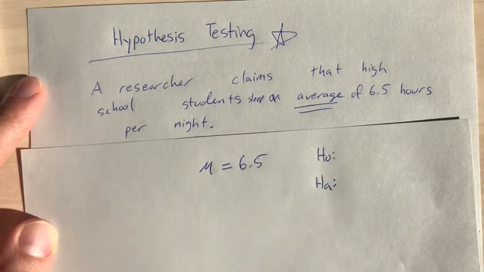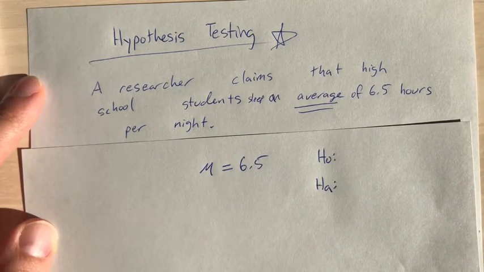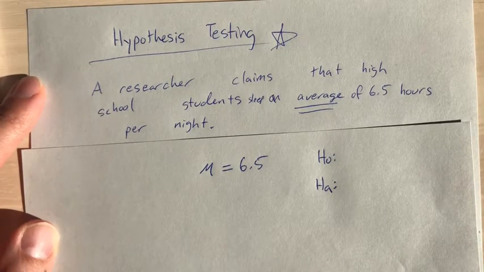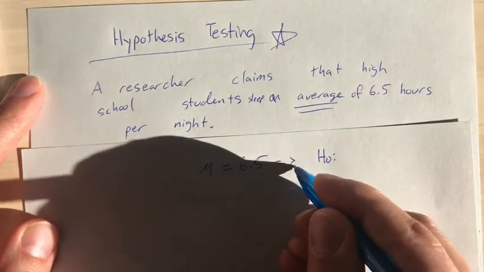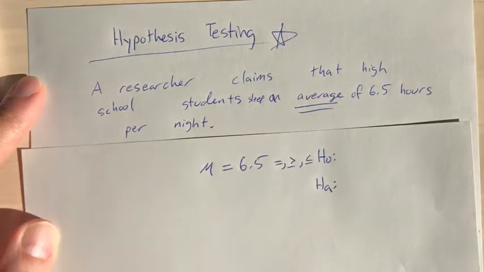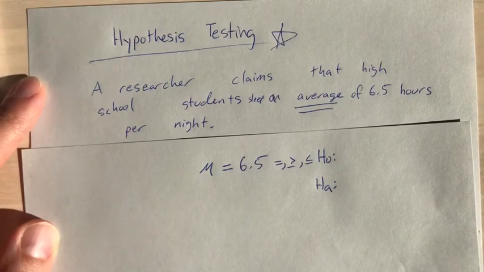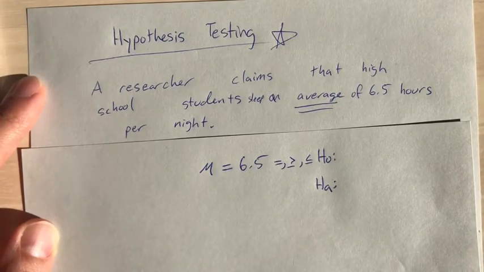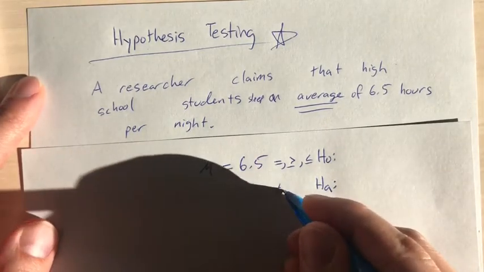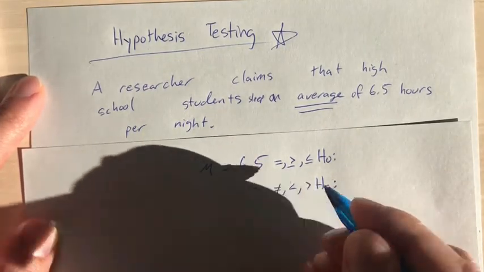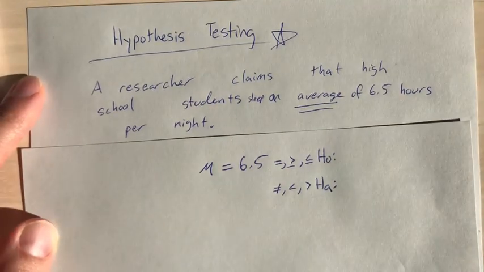The difference between these two hypotheses is basically based on symbols, or what symbols are allowed in each of these hypotheses. In the null hypothesis, you are only allowed equality statements. So for instance, equals, greater than or equal to, or less than or equal to are symbols that are allowed in the null hypothesis. And then in the alternative hypothesis, inequality statements are allowed. So for instance, not equal to, less than, greater than, okay?